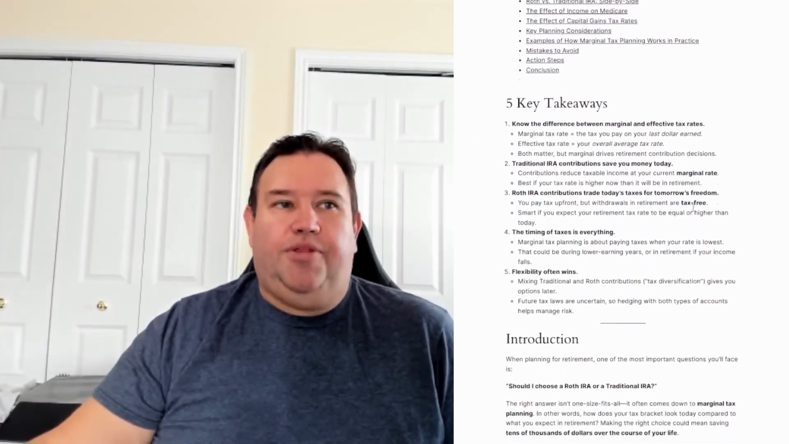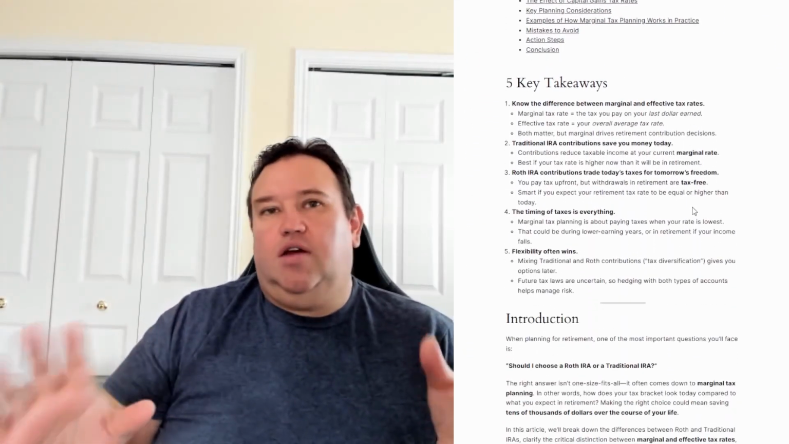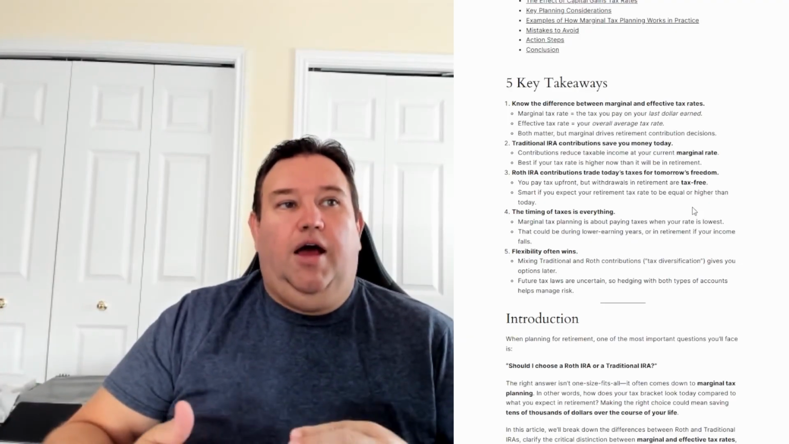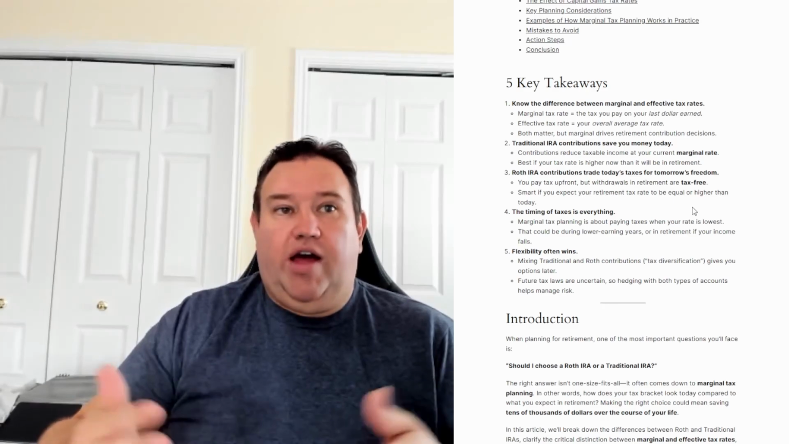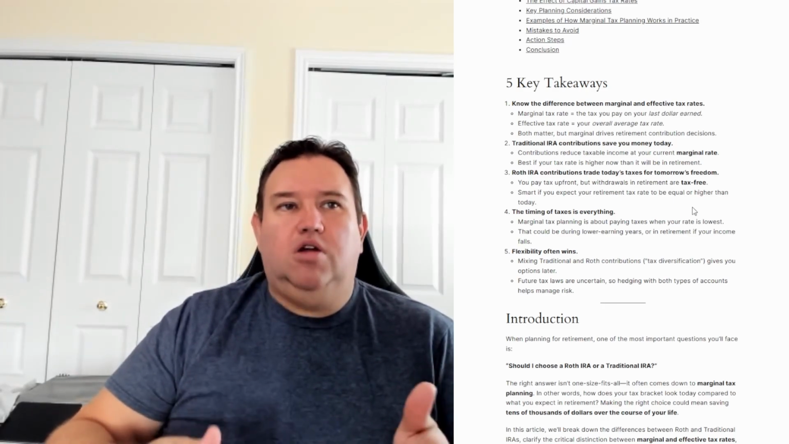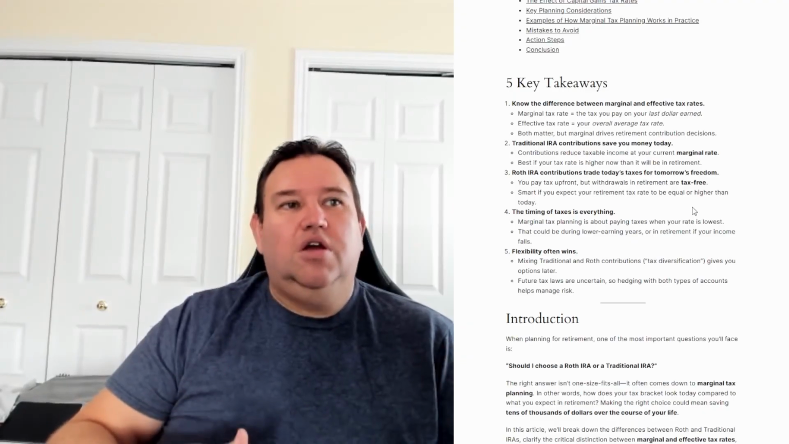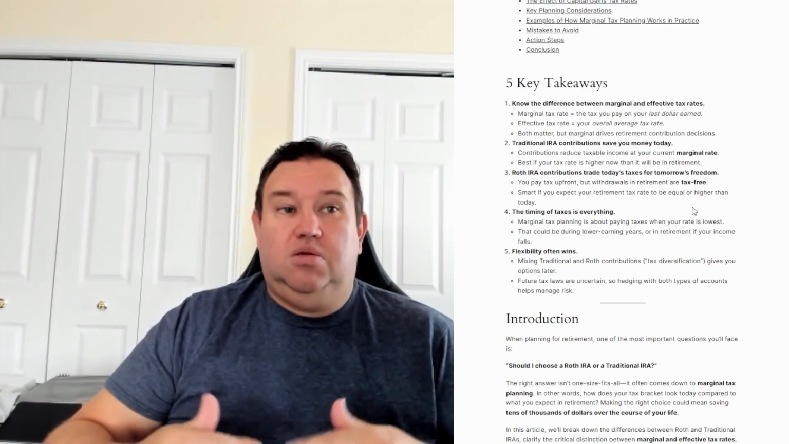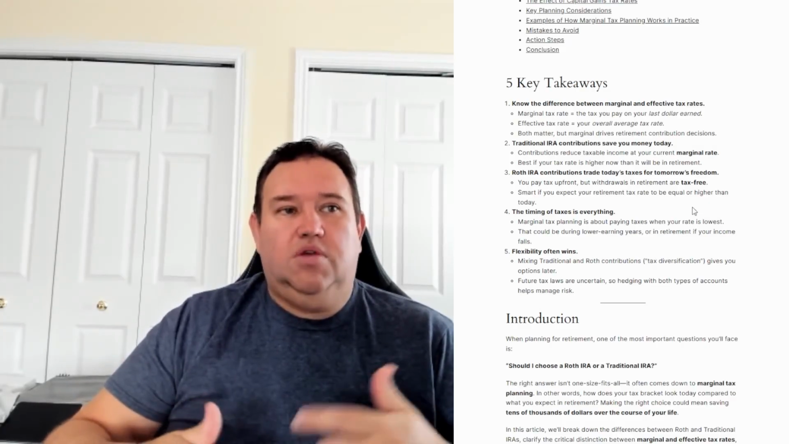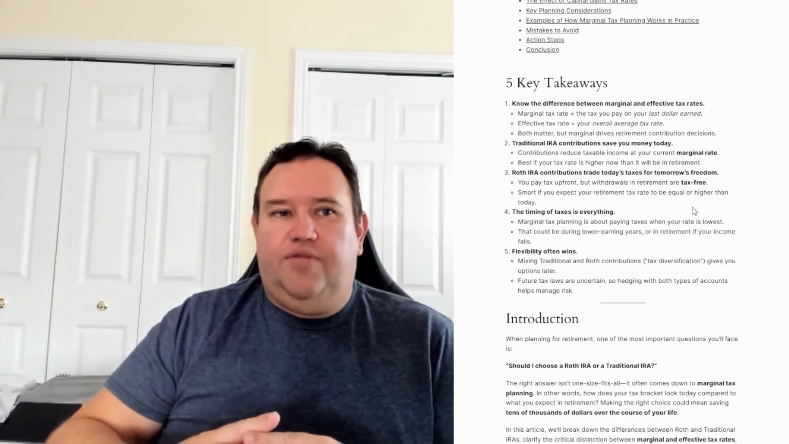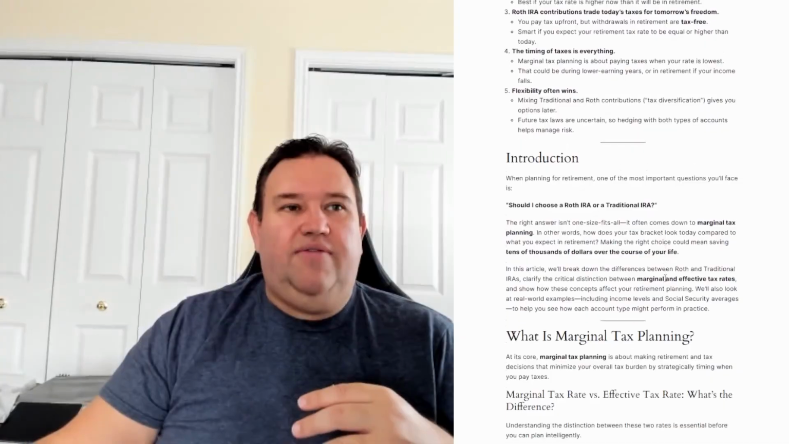A couple quick ones if you're not going to be here for the whole time. Five key takeaways: know the difference between marginal and effective tax rates. The marginal tax rate is the tax you pay on the last dollar earned. The effective tax rate is your overall average tax rate. Both matter, but the marginal tax rate drives contribution decisions. Traditional IRA contributions save you money today. Roth IRA contributions trade today's taxes for tomorrow's freedom. Timing of taxes is everything, and we're going to really look into that. And flexibility oftentimes wins.